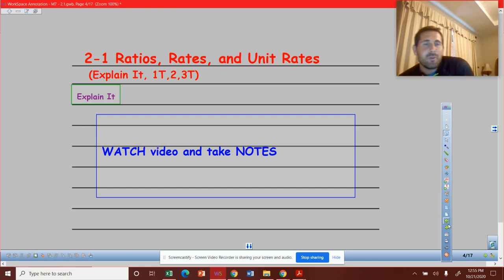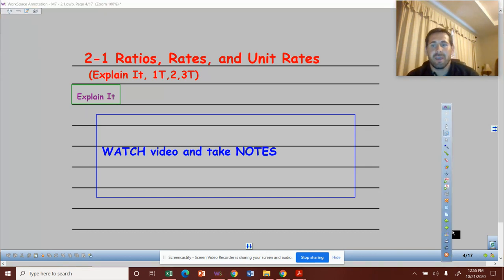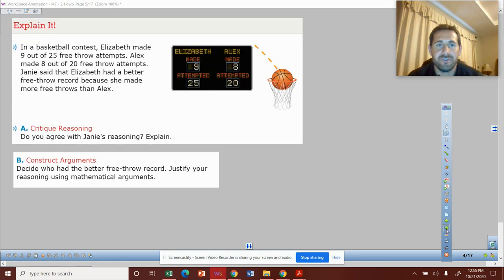Sorry. We're looking at 2-1 here, ratios, rates, and unit rates. So this is our explain it problem, just to get us thinking about ratios and rates.